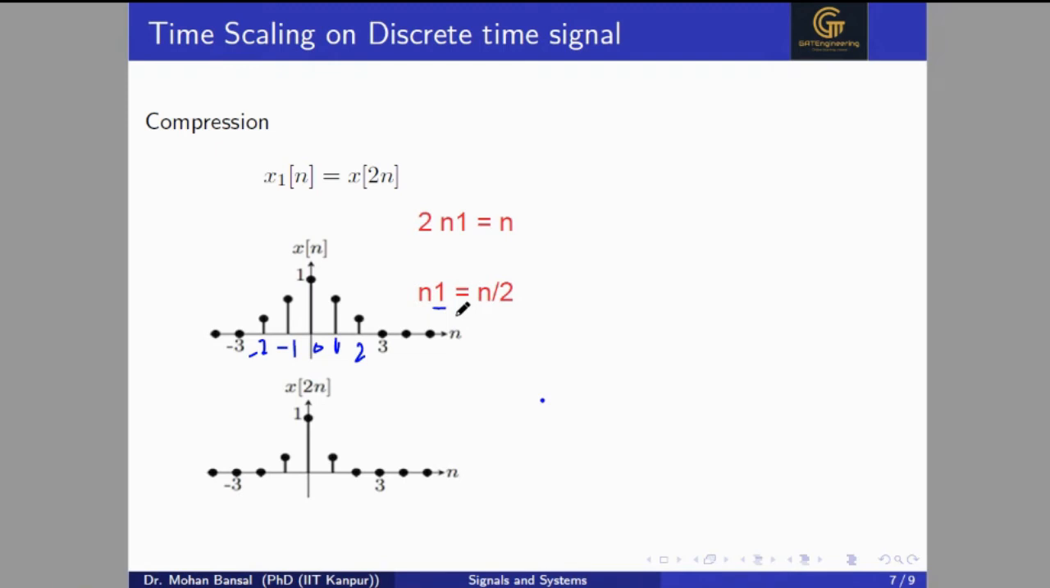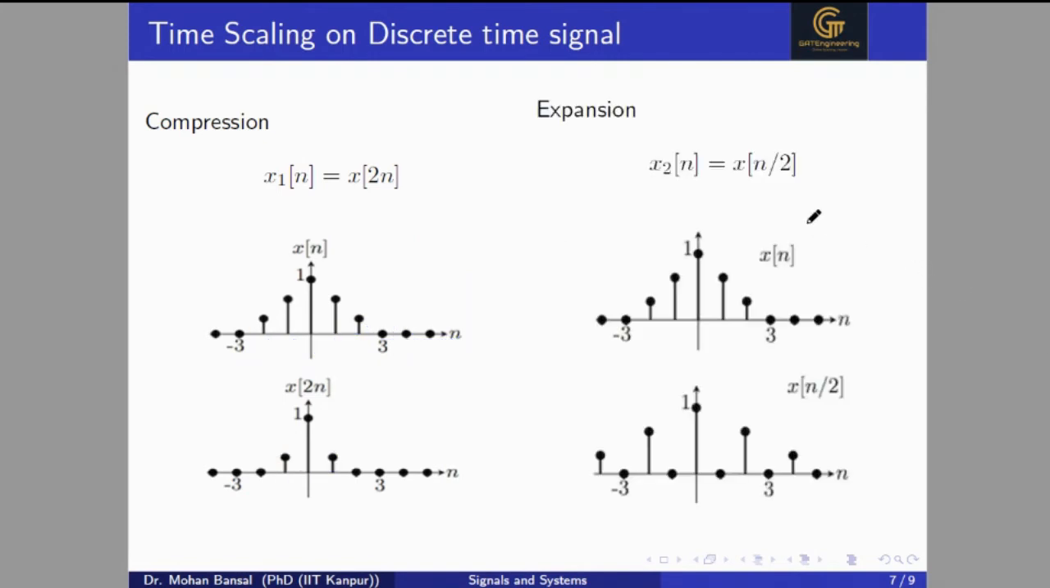But this is not defined in the discrete time signal. In a discrete time signal, only integer values are defined. So it is not defined for odd values. For odd values, we will not get it, but only for even values. If n equal to 2, we will get n1 equal to 1. So the value at 2 we will get at n1 equal to 1. Similarly, for minus 2, it will come at minus 1. Here you can see that whatever value we had at n equal to 1 or minus 1 is not plotted in x[2n], because n divided by 2 will not be an integer for n equal to 1, and it is not defined in the discrete time signal.